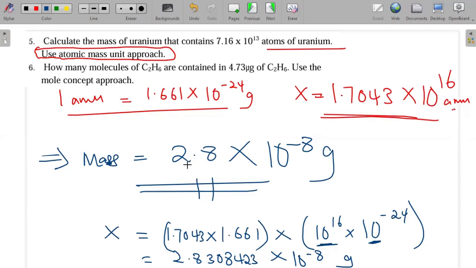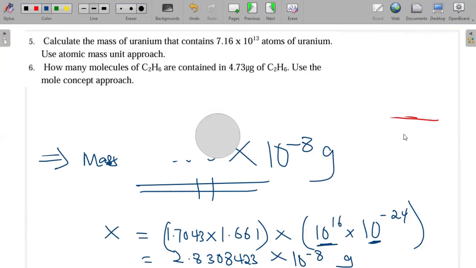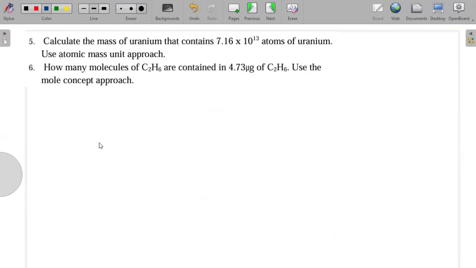Okay, so now let's solve question 6. So we are done with question 5. Let's solve question 6. Okay. All right, so question 6, they're saying how many molecules of C2H6 are contained in 4.73 micrograms of this C2H6. And then here they are telling us to use the mole concept approach.